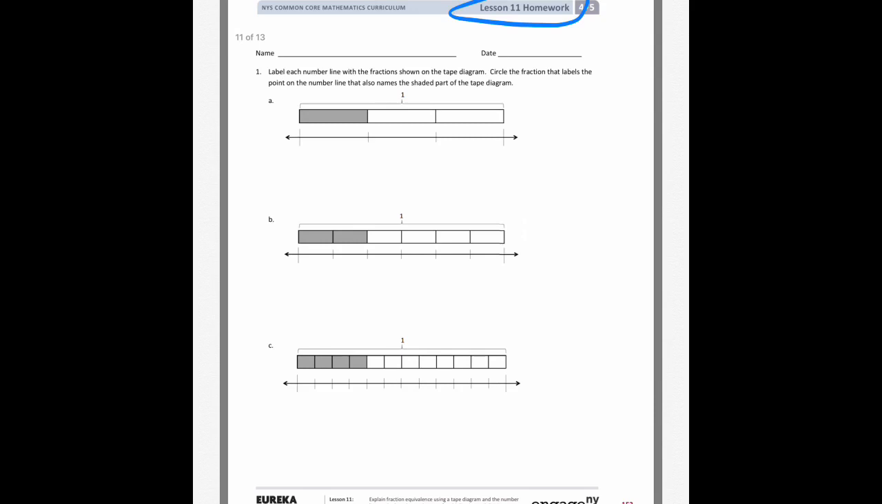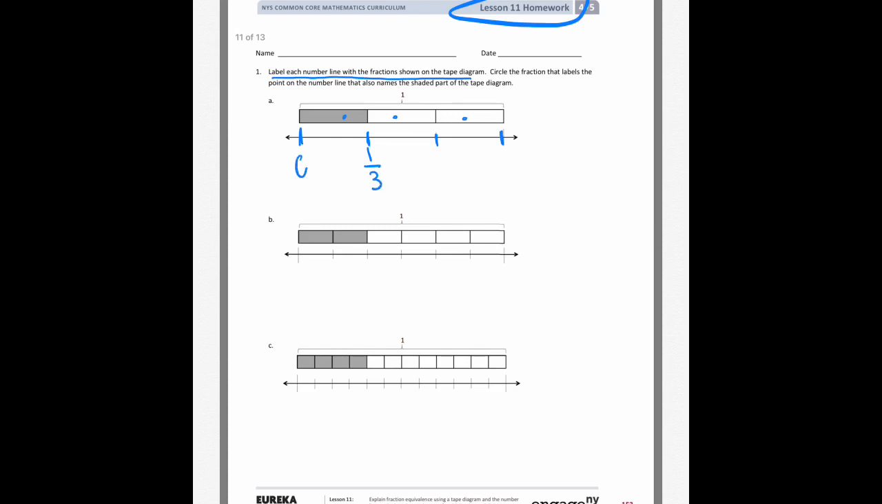We're going to see a couple different ways that we can show equivalent fractions using tape diagrams and number lines. So here, what it's saying is label each number line with the fraction shown on the tape diagram. So really we have our tape diagram, which we know is separated into thirds because we can count. But really all we're doing is going back and labeling it underneath the number line.